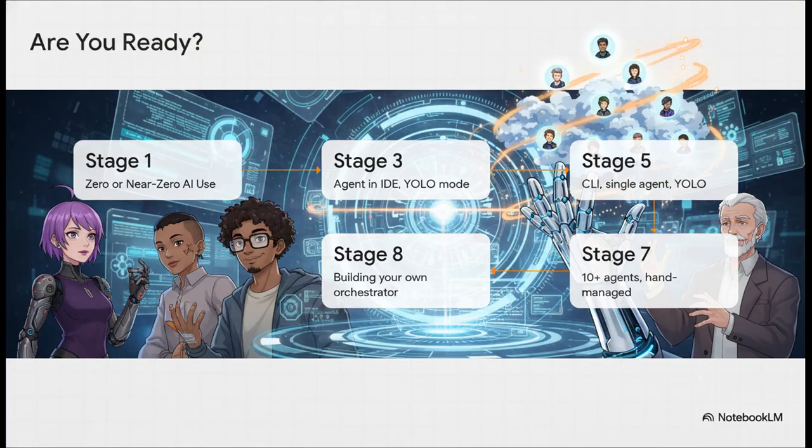So who is this actually for? Yegge lays out this evolution scale for developers using AI, and he's crystal clear that Gastown is only for people who are already at stage 7, meaning you're manually juggling 10 or more agents, or stage 8, where you're so deep in this you're already trying to build your own version of this system.